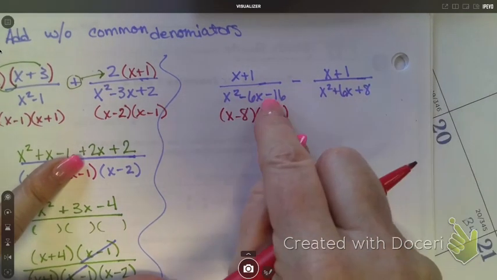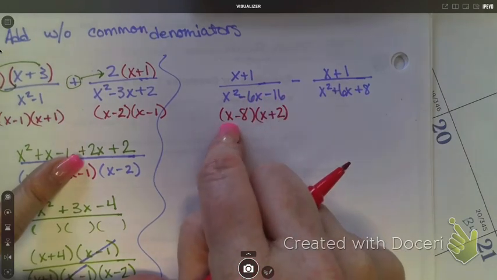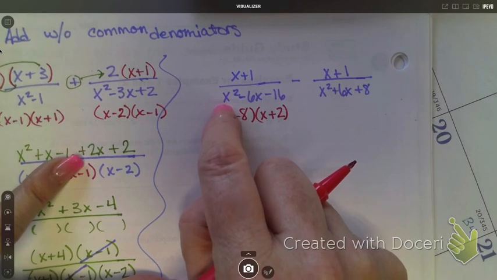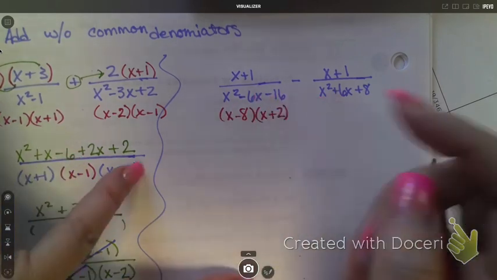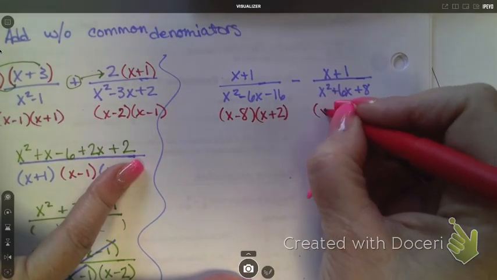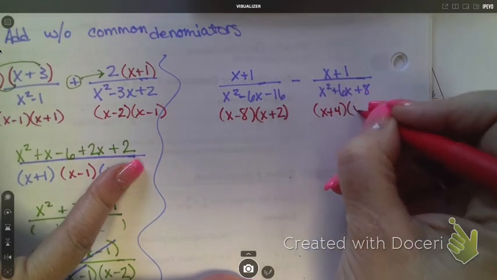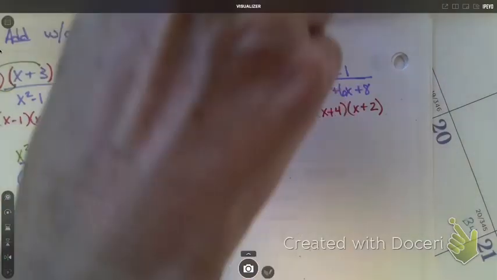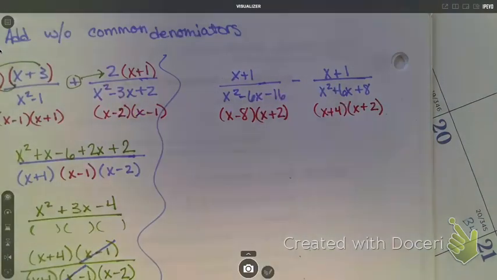And the only reason I can jump from here to here is, what is my leading coefficient? 1. If it wasn't 1, would I have to go through the whole process? Yes. Okay. Factors of 8 that add to 6: 4 and 2. Okay, so what do they have in common? Plus 2. x plus 2.